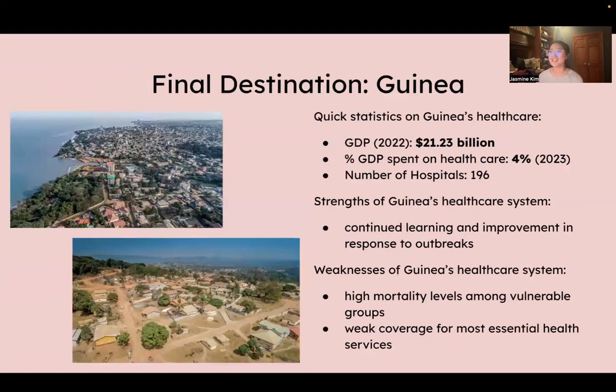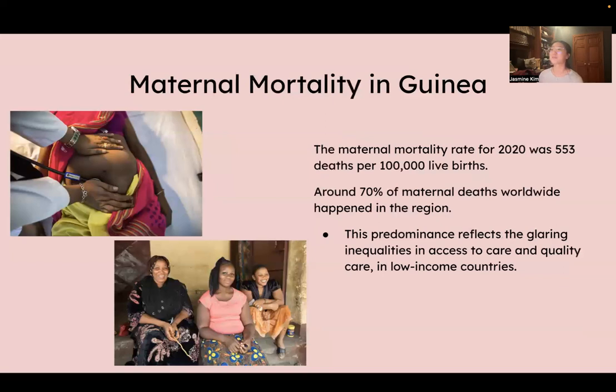Our final destination today is the Republic of Guinea. Guinea is ranked 126 internationally in GDP, and as the center of the largest Ebola outbreak in history, Guinea's healthcare system has improved to address public health threats. However, Guinea's healthcare system is characterized as weak, with high mortality levels among vulnerable groups. The maternal mortality rate for 2020 was 553 deaths per 100,000 live births.